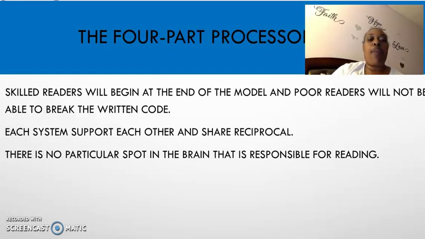Next, you have your four-part processor. Skilled readers will begin at the end of the model, and poor readers will not be able to break the written code. Now, when oral language is occurring, the phonological, meaning, and context processors are working together. When reading is happening, the orthographic processor gets involved to interpret the print. They have to remember what they see. The model helps us understand what goes into the simple task of reading words on a page, and the various reasons why reading growth might be limited.